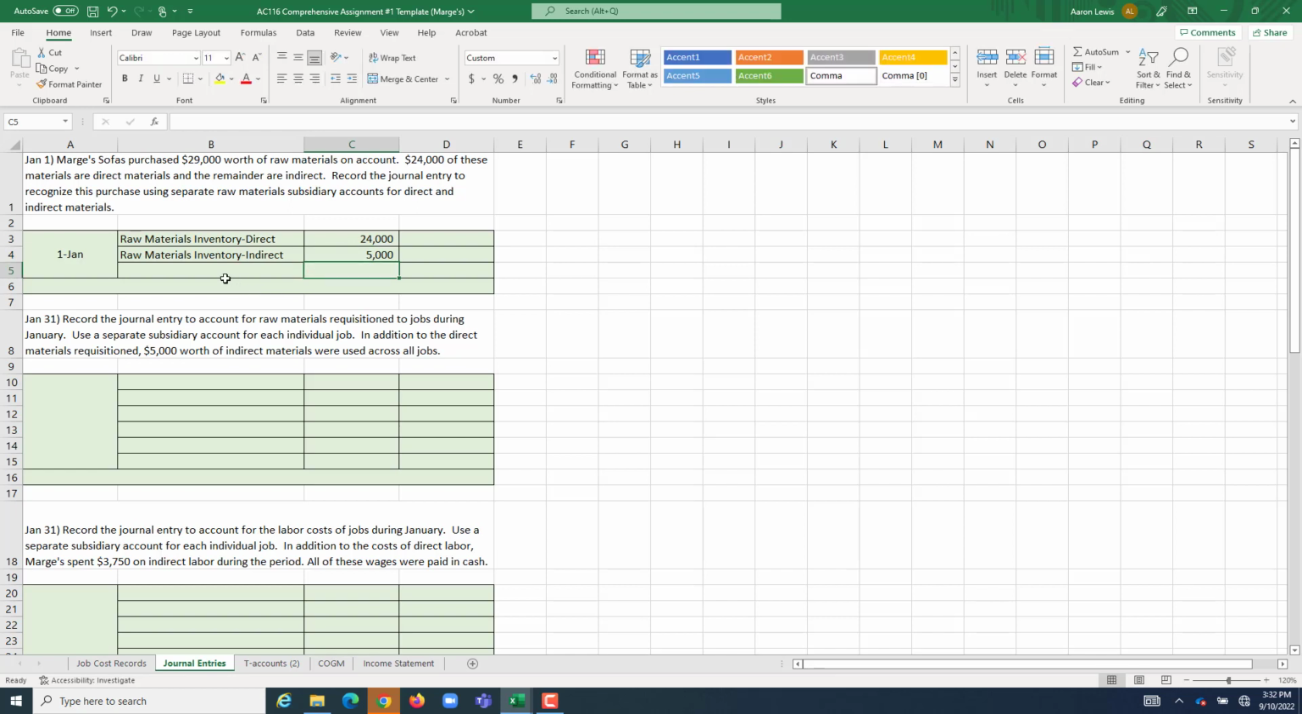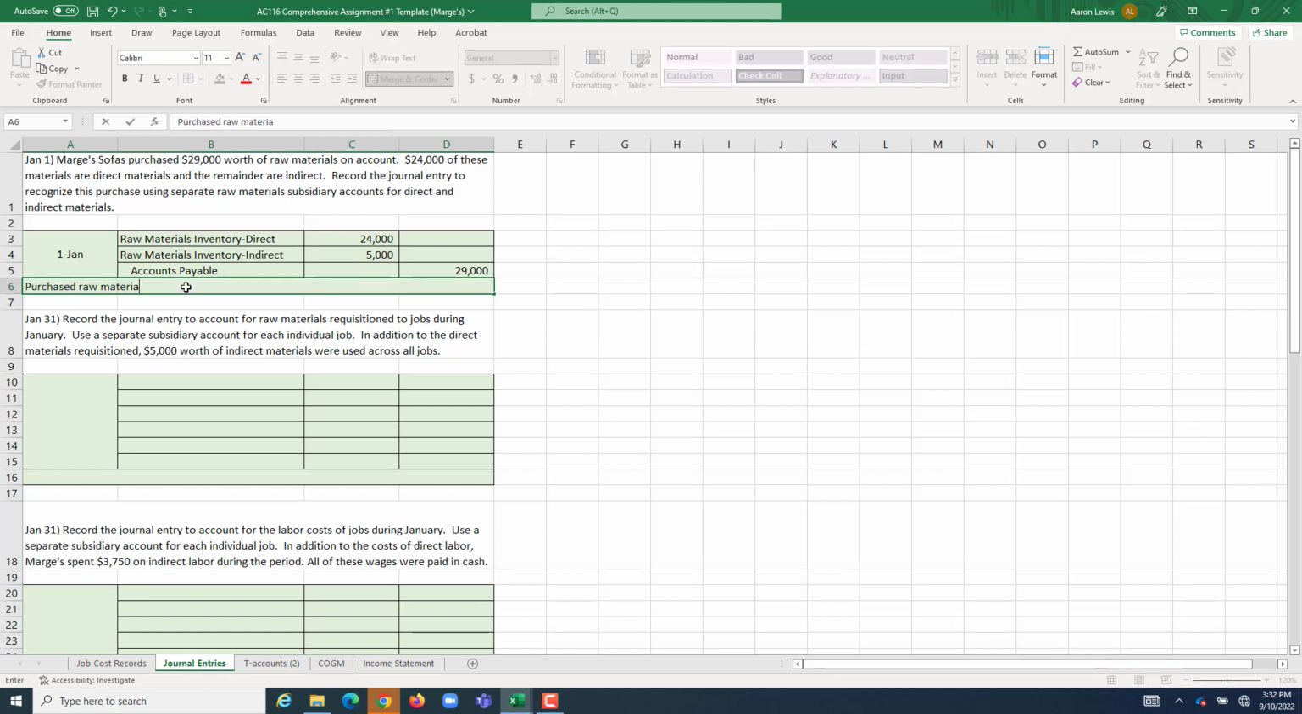remaining $5,000. And then lastly, this is on account, so to account for this purchase, we're going to put it into accounts payable. And that is going to be for whatever makes our debits equal our credits, in this case the total amount of the purchase, which is that $29,000. And here we purchased raw materials on account.